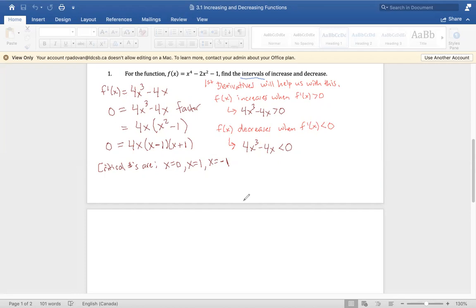So now what I want to do is test around these numbers because they are the turning points, probably. I have a turning point at x equals 0, x equals 1, and x equals negative 1. So the question is, before negative 1, was I increasing or decreasing up to that point? Because that would tell me if that's a maximum or minimum. And then what's happening after that point, and same.